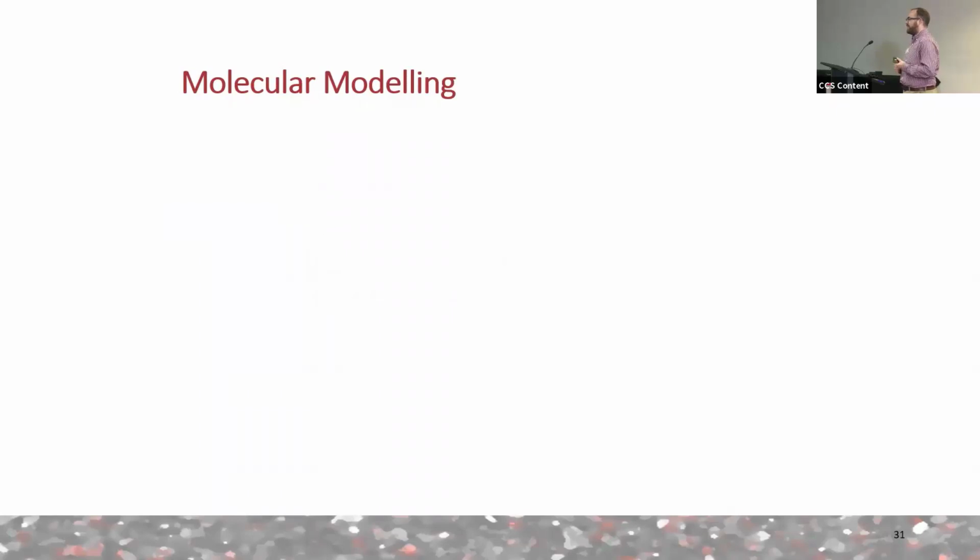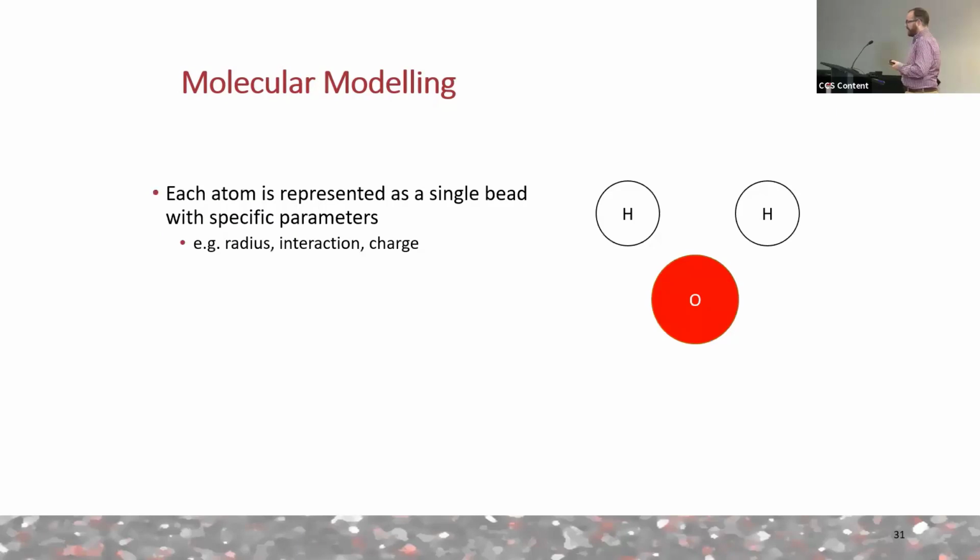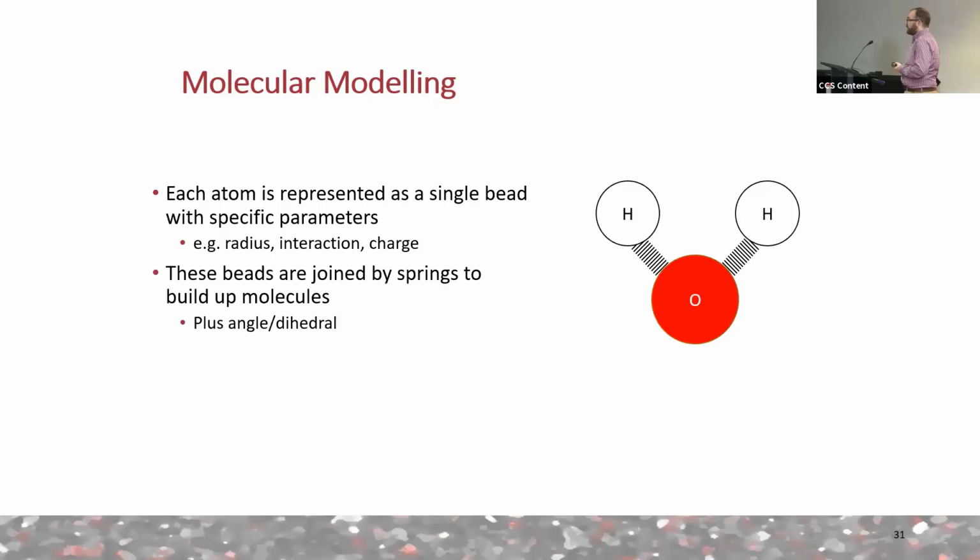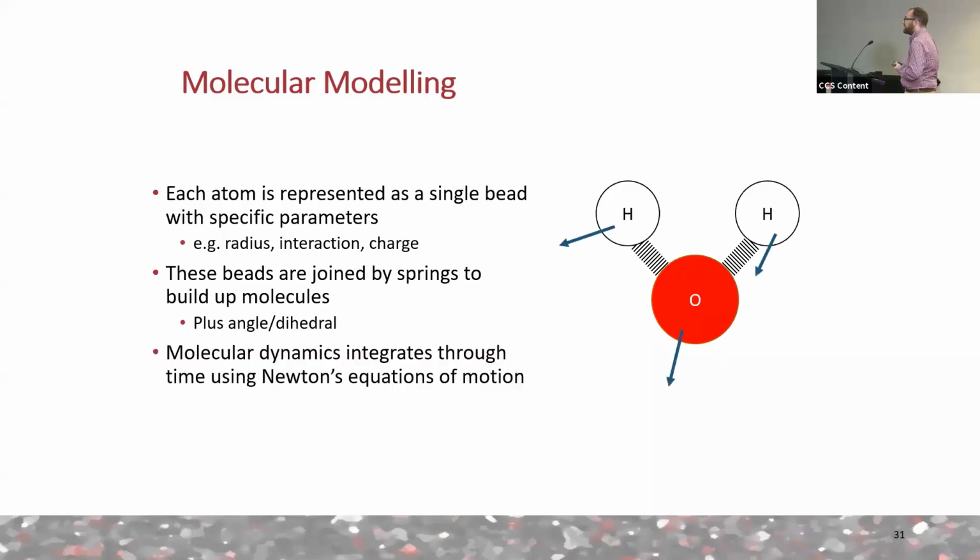Because this is very different from a lot of the other talks today, I thought I'd include a quick slide about what molecular modelling is. Basically, the computer represents each atom as a single bead with specific parameters. So my oxygen atom has a specific radius, interaction, and charge, which is different from my hydrogen atoms in this water molecule we're going to form. Then we join these together using springs with a certain stiffness and length. In more complicated molecules, I also have angles and dihedrals, and there we have a molecule. I then perform molecular dynamics, which is simply integrating Newton's equations of motion through time. Theoretically, you could sit down and do this on a piece of paper, but that's what computers are for. You wouldn't want to do that.